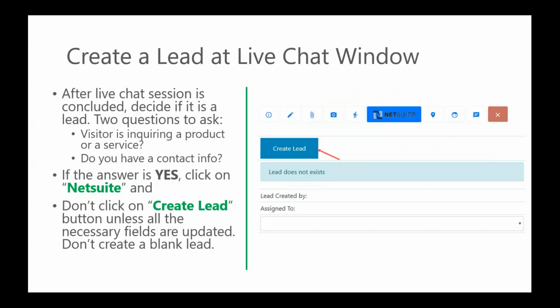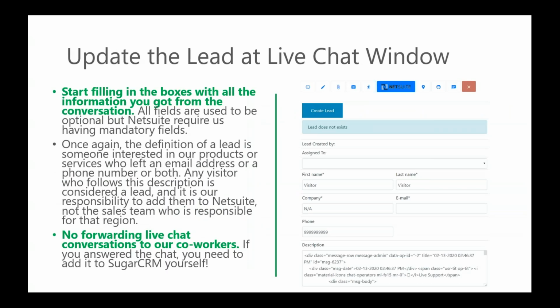And then after clicking on that, just one by one, select all the fields: which team it is assigned to, the first name, the last name, company, email address, and if you have the phone number, add the phone number. Sometimes maybe you only have a phone number but not an email address, and if that's the case, just type any email address there. It doesn't really matter.